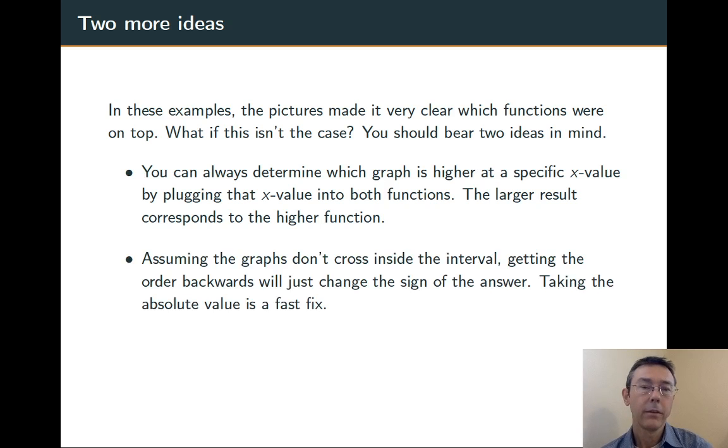Second of all, suppose you mess up. Suppose you accidentally do the integral of the bottom curve minus the top curve. Then you're going to get a negative answer because you'll be integrating a negative quantity over the entire interval. You can fix that just by taking off the negative sign, by taking the absolute value. That's a fast fix.